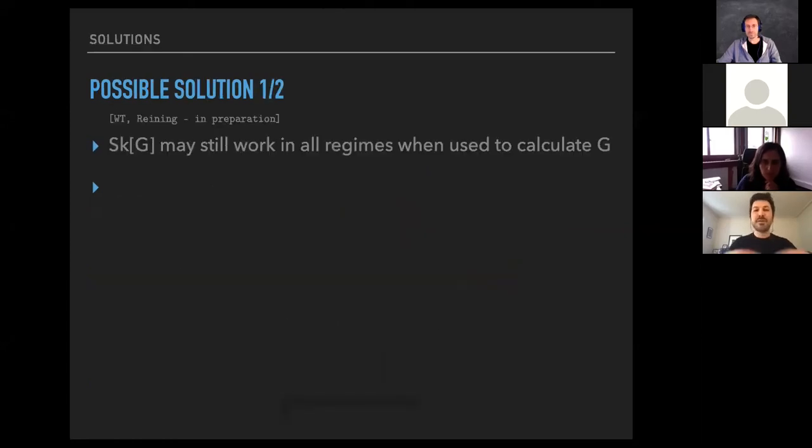So this is the first way out of the problem. The skeleton series may still work in all regimes. In other words, what they showed is not a definite proof that the skeleton series doesn't work for what it was designed to do, namely getting G out of the self-consistent Dyson equation.